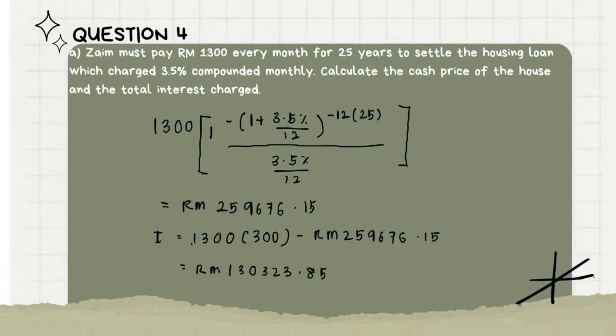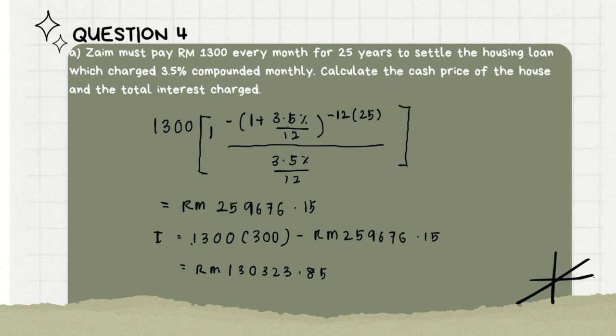Now, let's proceed to question number 4. A. Zaim must pay 1,300 ringgit every month for 25 years to settle a loan which charges 3.5% compounded monthly. Calculate the cash price of the house and the total interest charge. First, we want to find the cash price, which is the present value.